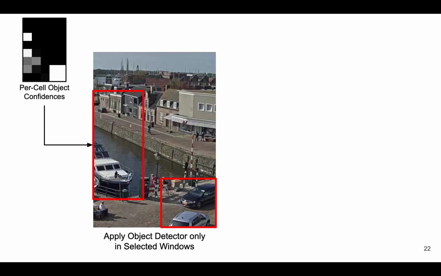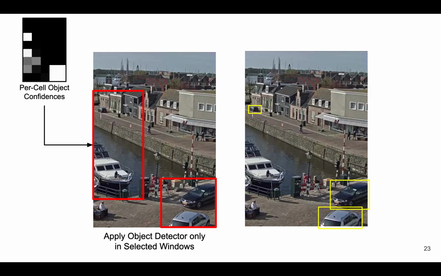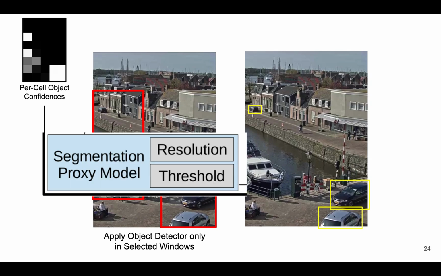Now, if we are able to efficiently compute this patch level map of how likely it is that there's an object in that patch, what we can do is skip object detector processing over portions of the video frame that we're very confident do not contain any objects based on the outputs of the very fast segmentation proxy model. So now we can just apply the object detector in these red windows, and we get the same bounding box predictions we would have gotten had we processed the entire frame through the detector. And that's the basic idea behind the segmentation proxy model, and there's 2 parameters that we need to tune in order to make this work effectively.